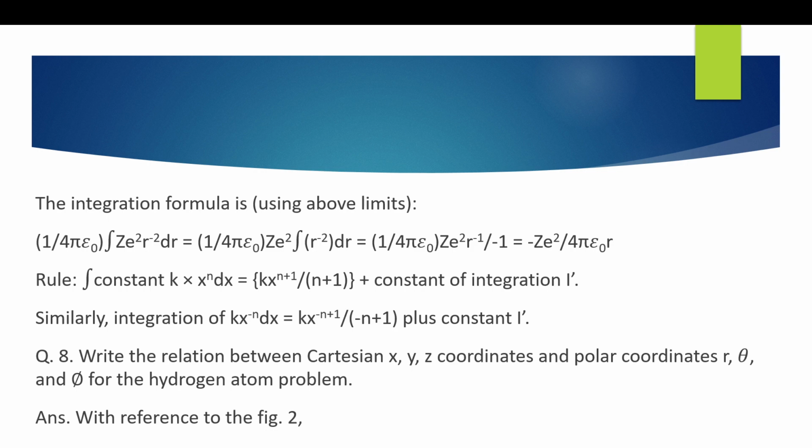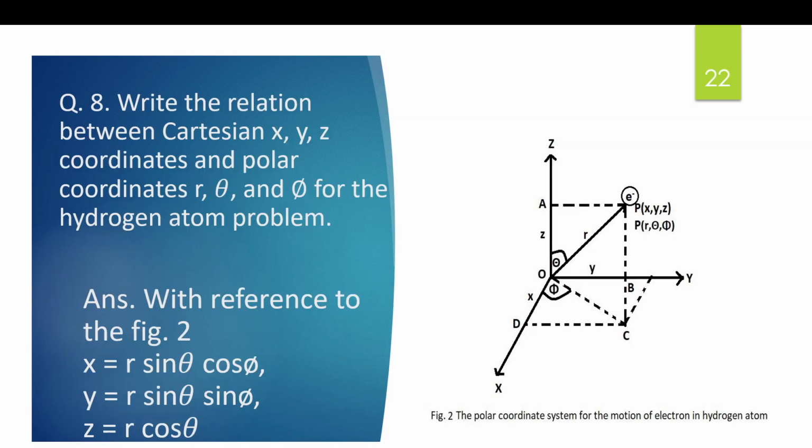Question 8. Write the relation between Cartesian x, y, z coordinates and polar coordinates r, theta and phi for the hydrogen atom problem. With reference to figure 2, x equal to r sin theta cos phi, y equal to r sin theta sin phi, z equal to r cos theta. These can be proved by simple trigonometric relations.